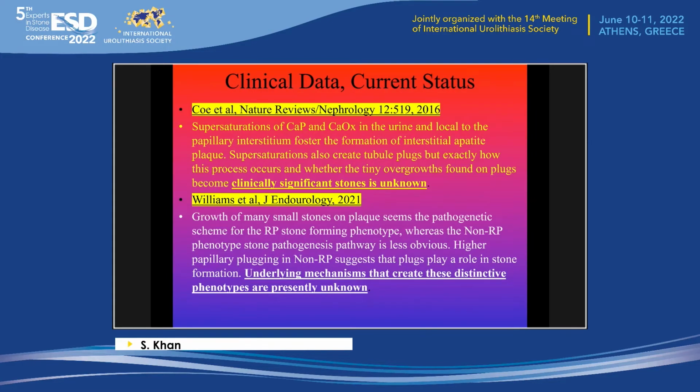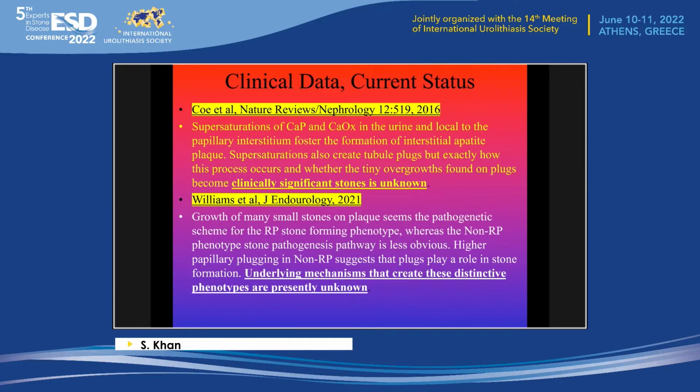Now this is the current status. I have two things here from Dr. Coe and Dr. Williams. Dr. Coe is talking about how supersaturation of calcium phosphate and calcium oxalate in the urine and local to the papillary interstitium foster the formation of interstitial epithelial plaque. Supersaturation also creates tubular plugs, but exactly how this process occurs and whether the tiny overgrowth found on plugs becomes a clinically significant stone is unknown.